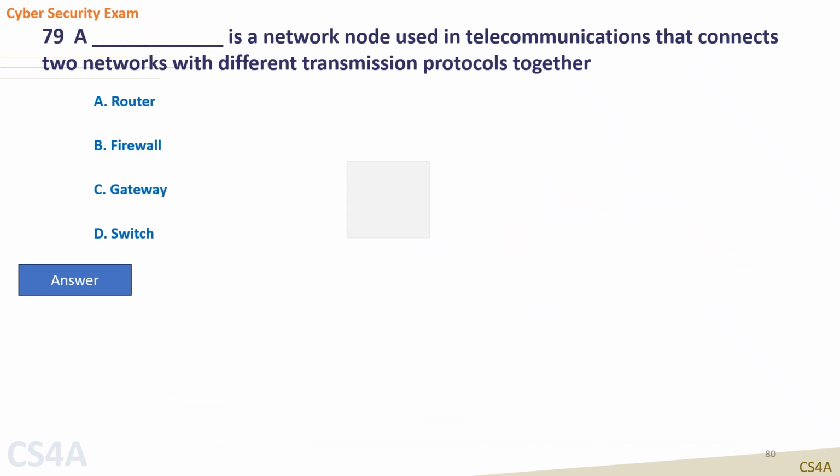So here the question is, what is a network node used in telecommunication that connects two networks with different transmission protocols together? So here the keyword is different transmission protocol. A router, firewall, gateway, and switch. Router, firewall, and switch are not the correct ones, because a router is used to connect networks, it does not do the data translation. And firewall is also not the correct one. The correct answer is gateway. So a gateway does the data translation across two different networks.